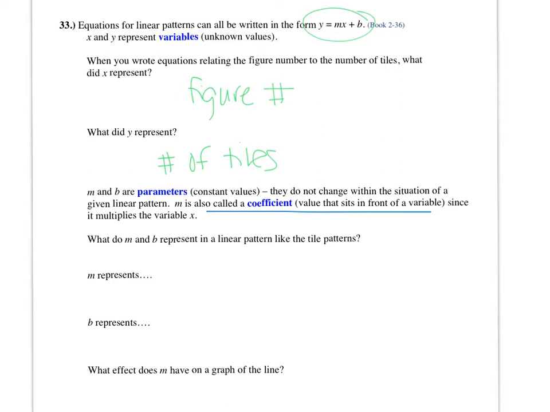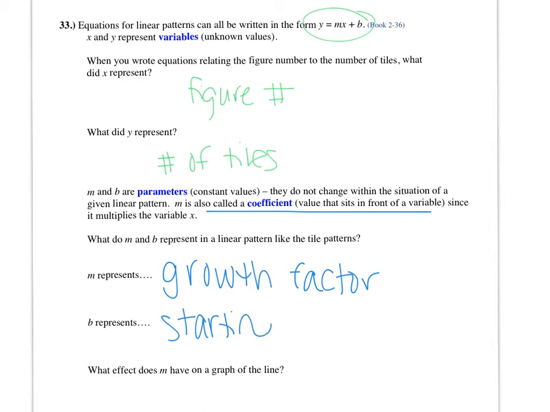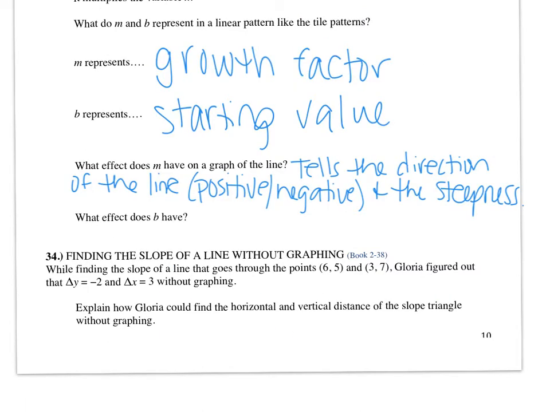So m and b represent things just like the tile patterns with the x and the y. So m is going to be, that was our growth factor, how much we were increasing or decreasing. And the b was our starting value. So m has effect on the graph of the line. It tells us the direction of the line, if it's positive or negative, and it also tells us the steepness.